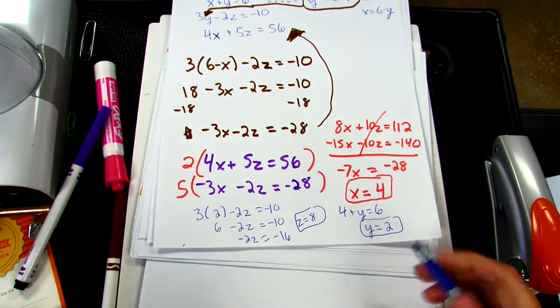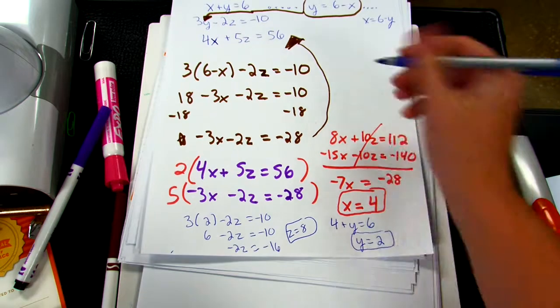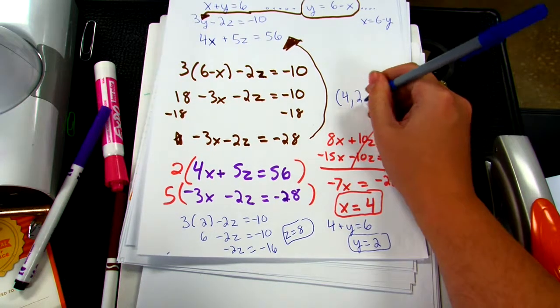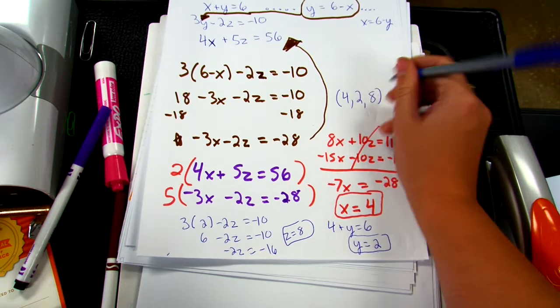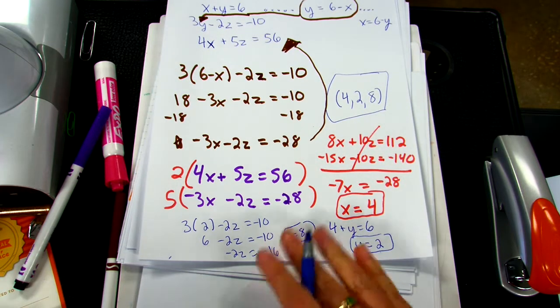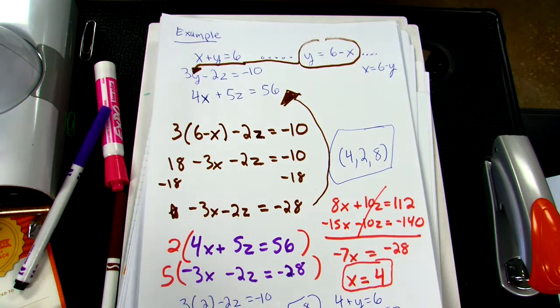So now I've got my x, my y, and my z. I'm going to write that as an ordered pair. So x comes first. It was 4. Then my y, which was 2. And then my z, which was 8. So that would be my answer. All right. So that's how you deal with systems that have 3 variables.